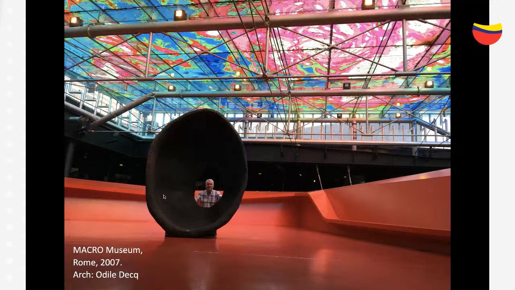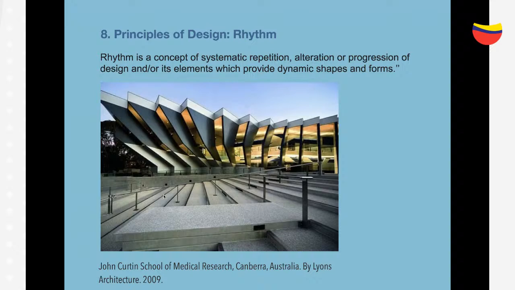The rhythm. Rhythm is a concept of systematic repetition, alteration, or progression of design and or its elements, which provide dynamic shapes and forms. Here it is. This is John Curtin School of Medical Research. You see how elements of the building create a progression, a movement, actually.